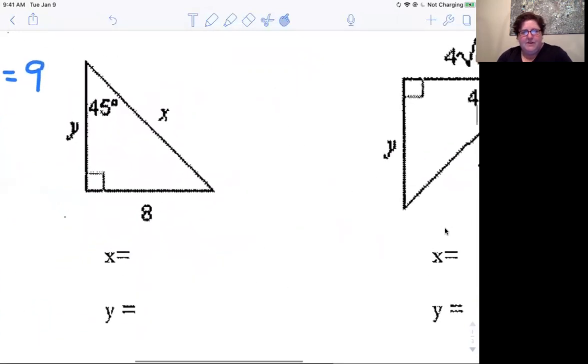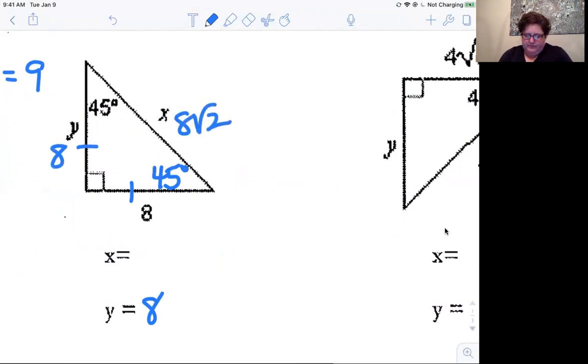Okay, for the next one. So obviously this is going to be a 45-degree angle, and the legs have to be congruent. So if that's 8, y is obviously 8, and it would be 8, 8, 8 root 2. Okay, so pretty simple so far, right? The sides are in pretty simple format.